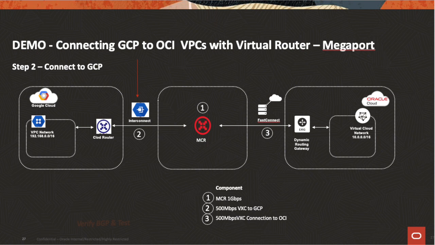By the way, I have already created the network components inside both clouds. In other words, I have created the virtual cloud networks and the cloud routers, as well as the virtual machines within the virtual cloud networks, from which I would ultimately test the interconnection between the two clouds. So let's go now through the second step.